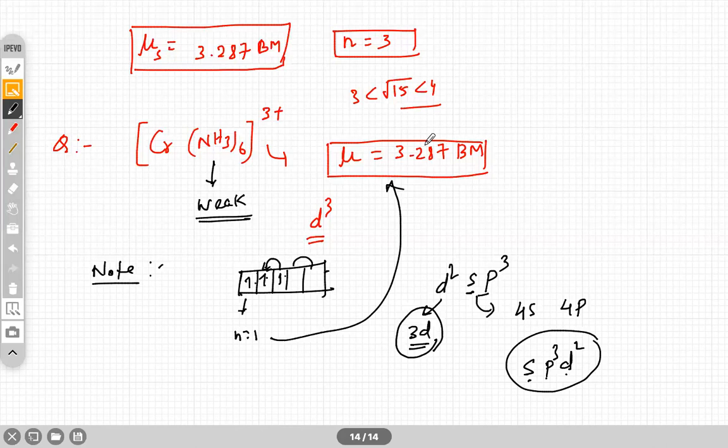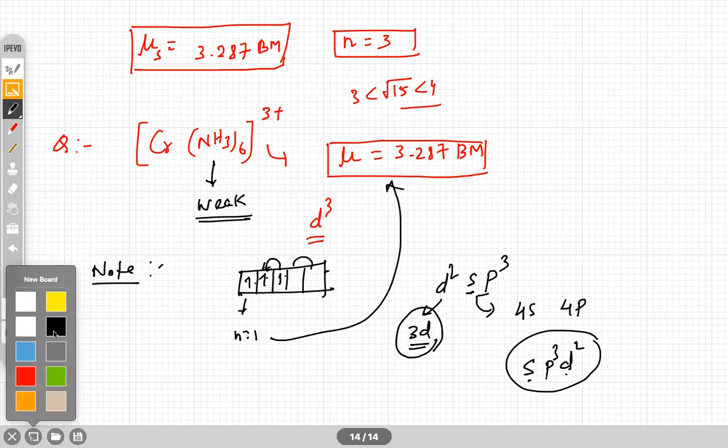But in those kinds of questions, either they will give you the mu value, and only then can you find out whether the electrons are getting paired or not. Or if five unpaired electrons are there, then how many electrons are getting paired depends upon the mu value, which should be given in the question. Okay? Yes, sir. Next, write down.